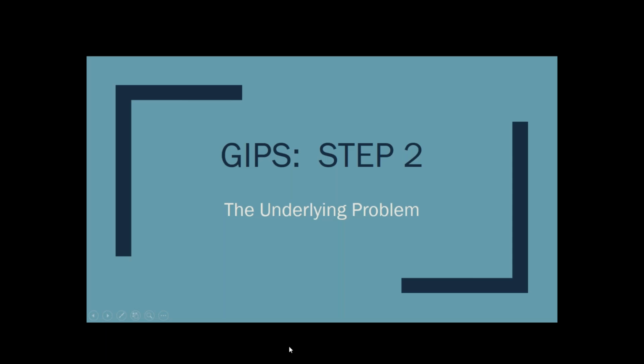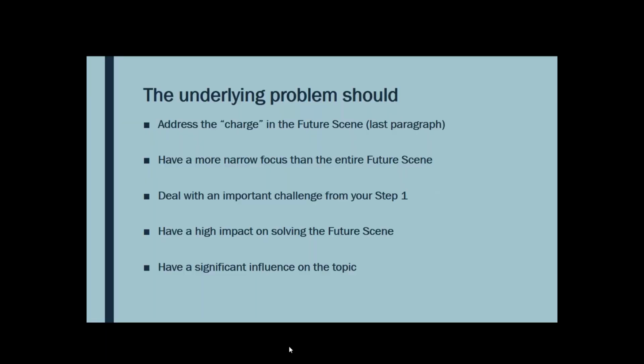Hello again. Step 2 is the underlying problem. That means that we have certain things we need to consider. First, address the charge in the future scene. Remember that last paragraph of the future scene tells us what it is we're supposed to do. We have to have a more narrow focus than the entire future scene. So take all of that and say, what is the most important challenge from your step 1?